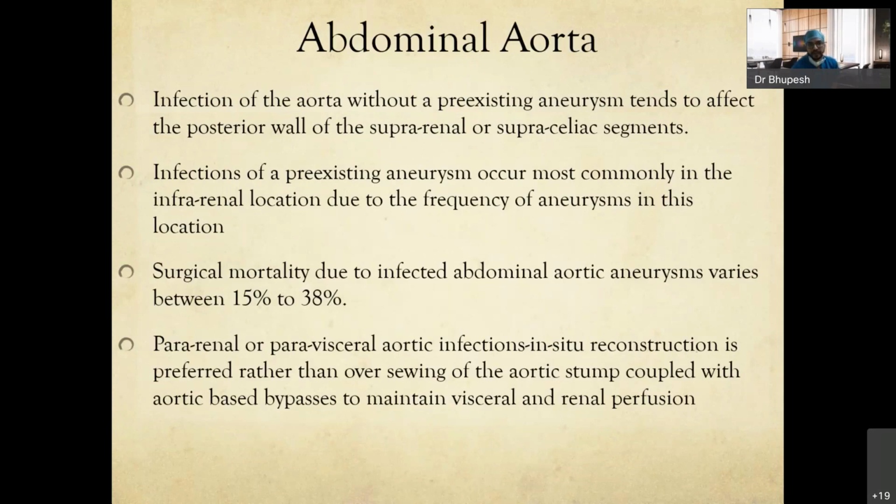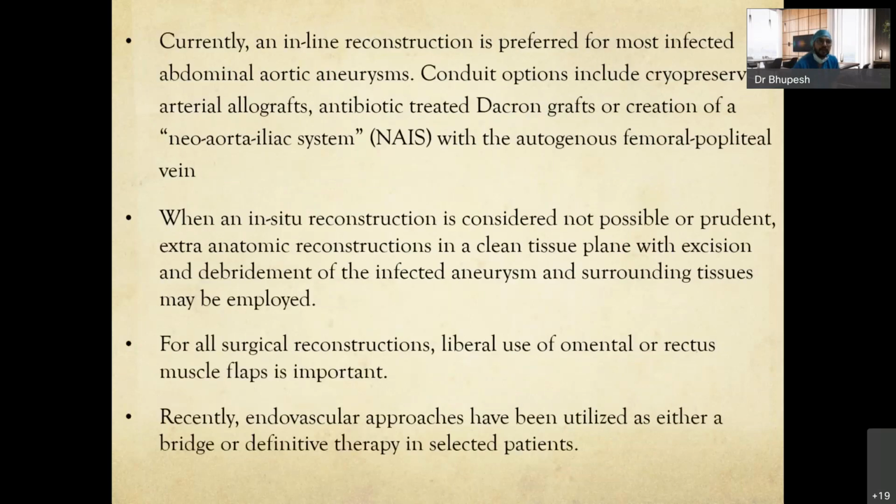For pararenal and paravisceral aortic aneurysm, in situ reconstruction is preferred rather than oversewing of the aortic stump coupled with aortic bypasses to maintain visceral and renal perfusion. Currently, an in-line reconstruction is preferred for most infected abdominal aortic aneurysms. Conduit options include cryopreserved arterial allografts, antibiotic-treated Dacron grafts, or creation of a new aortoiliac system, called NAIS, with autogenous femoral popliteal vein.